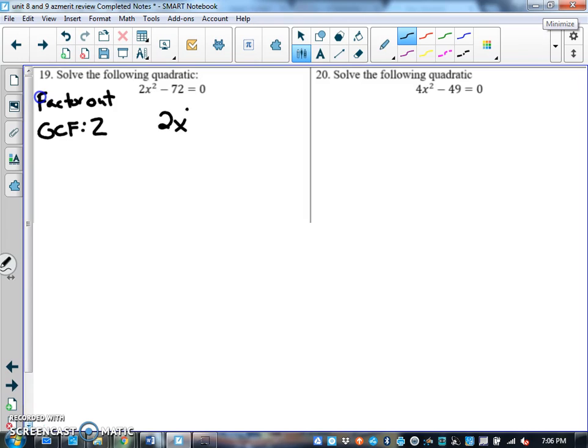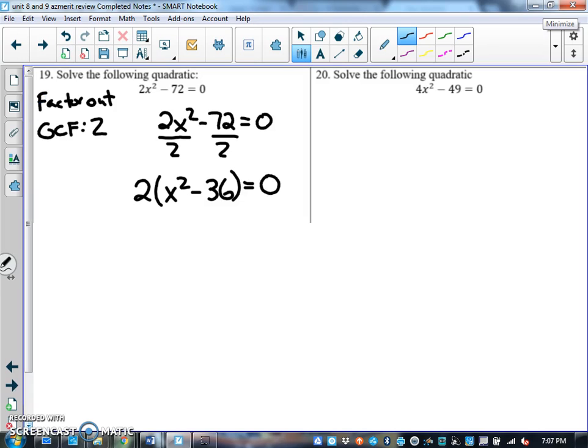So I'm going to take my 2x squared minus 72 is equal to 0, and factor out the 2. I could actually just divide both sides by 2, which is a result of factoring it out. I'm going to factor it out first appropriately, then I'm going to divide by 2 later on. We'll show you why in potential problems later on. So I would have 2 times the quantity x squared minus 36 is equal to 0. At this point, I can divide both sides by 2, and I now have x squared minus 36 is equal to 0. I still haven't lost any factors.